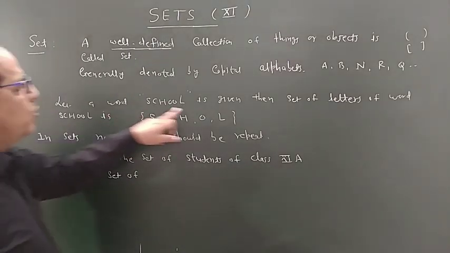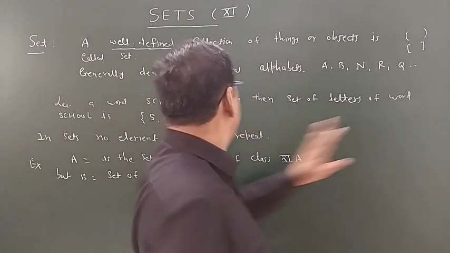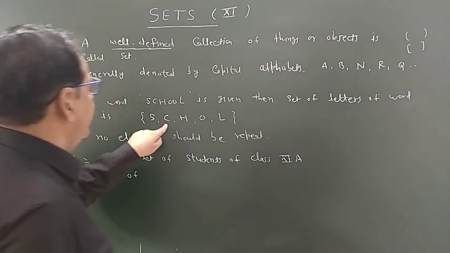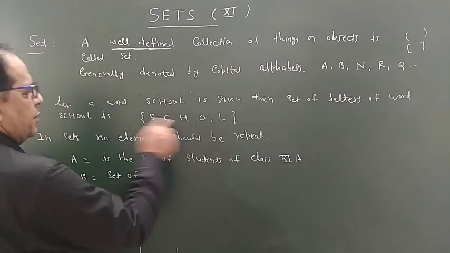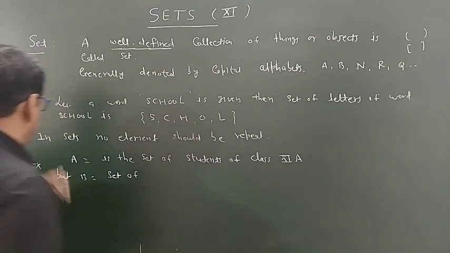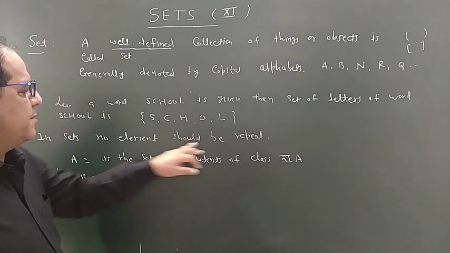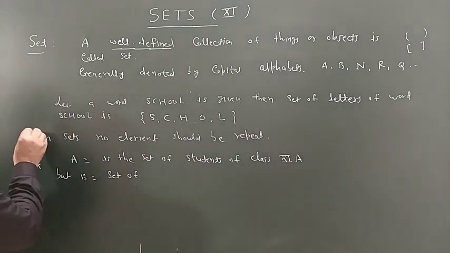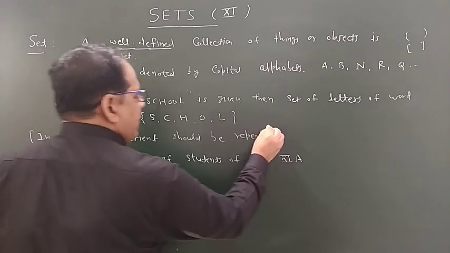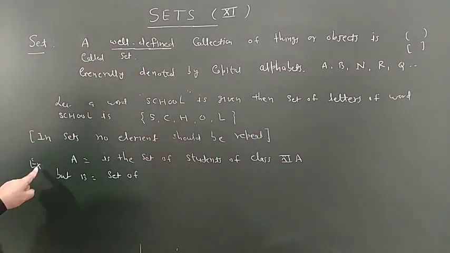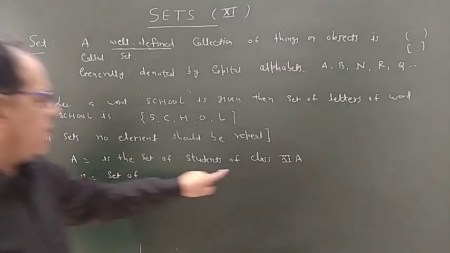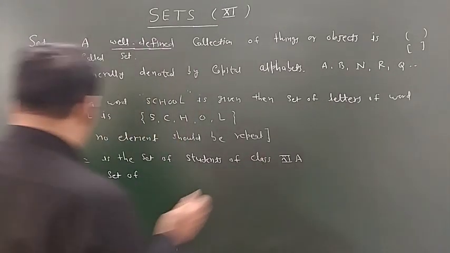Here the word school is given, that the set of letters of the word school is {S, C, H, O, L}. So here we are observing O is taken one time. In sets, no element should be repeated. This is the condition. Inside the sets, never should an element be repeated. Now again, we are taking one more example. A is the set of students of class 11.